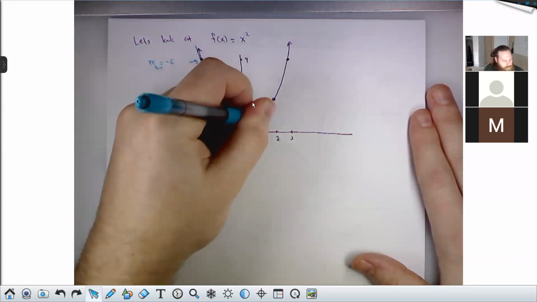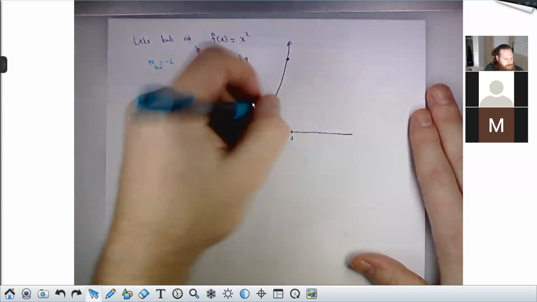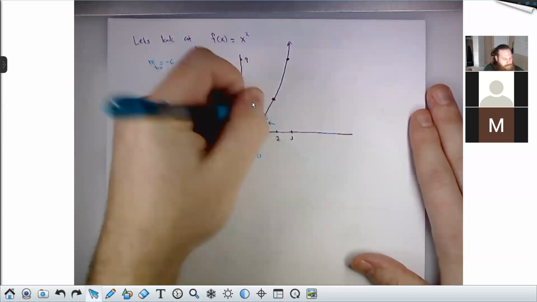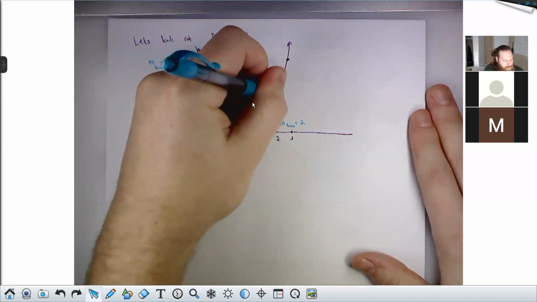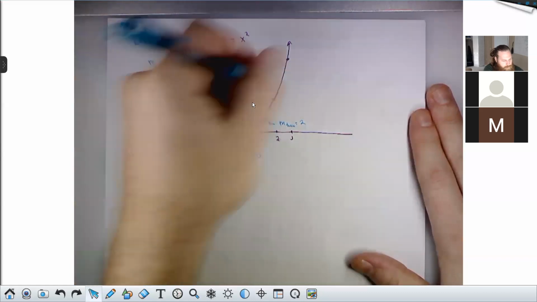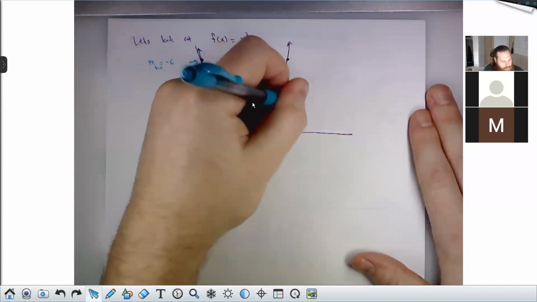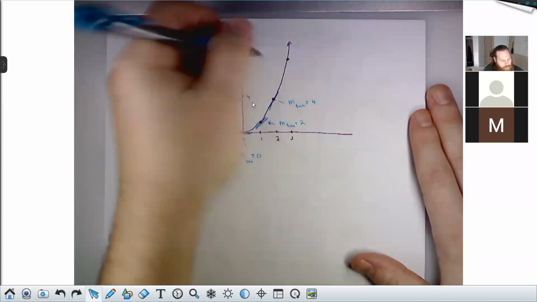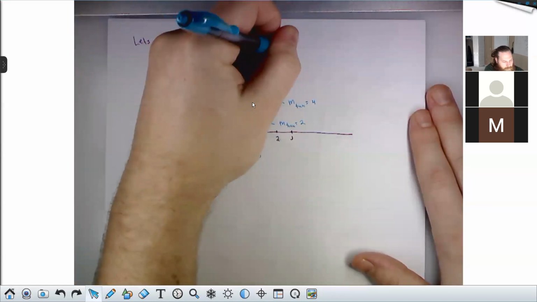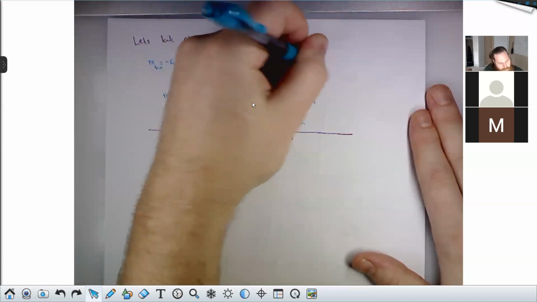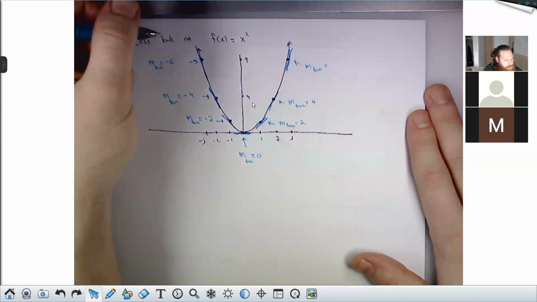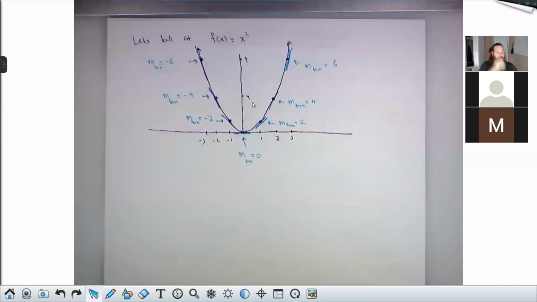And then by symmetry over here, if this has slope -2, then this has to have slope +2. This guy would have to have the symmetric slope here. So we'll say that this is an estimate of +4. And up here, by symmetry, what did we say over there? -6. We'll say this is +6. So we're estimating the slopes of the tangent lines.